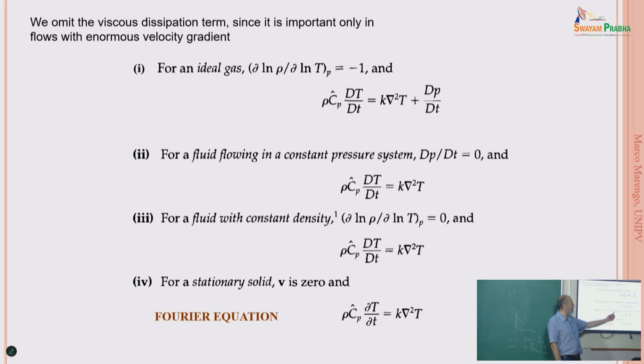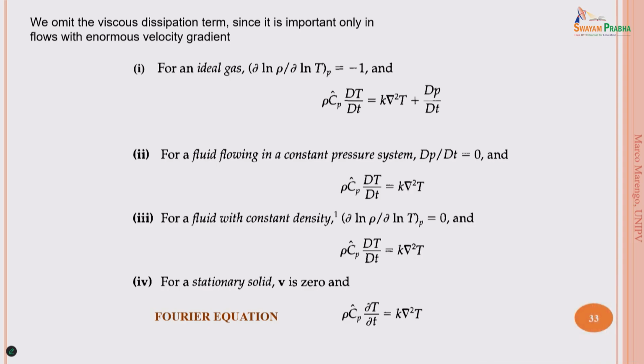When we have a fluid with a constant density, also this term is 0. And when we have a stationary solid, we land on this equation, which is in fact the heat equation, the Fourier equation. So we are landing on the equation that we saw for conduction only. This means that we have only conduction, and it is working very well. Everything is very consistent, so we can also find the other equations in this way.